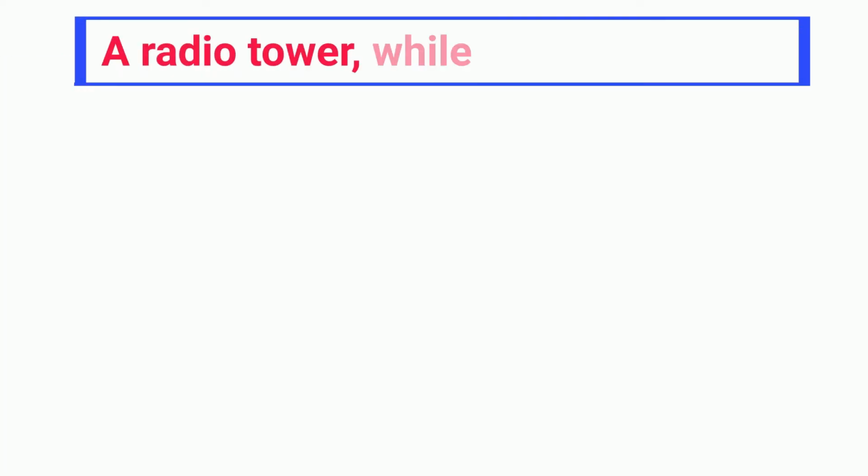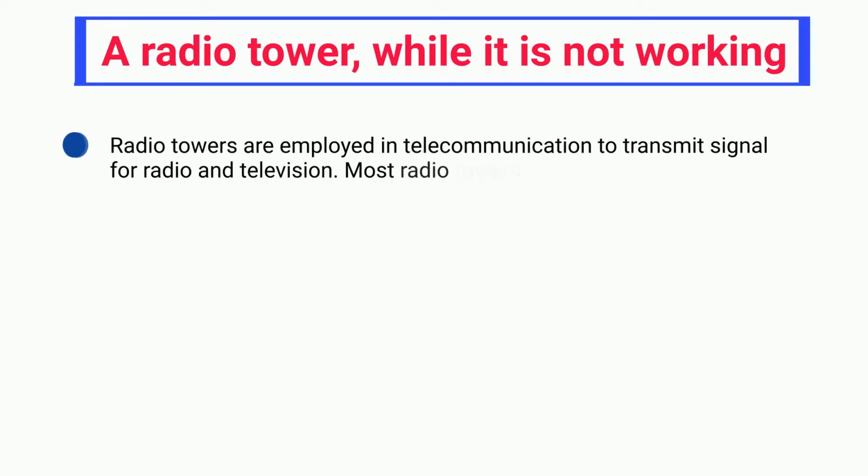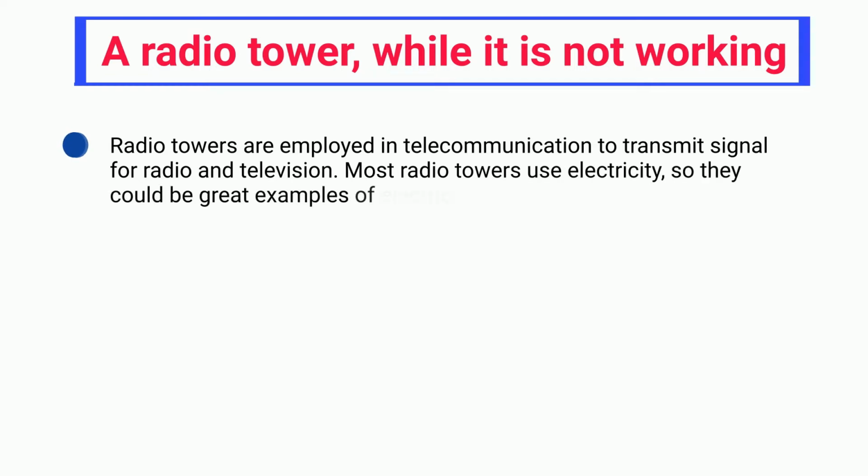A radio tower while it is not working. Radio towers are employed in telecommunication to transmit signals for radio and television. Most radio towers use electricity, so they could be great examples of electric potential energy.